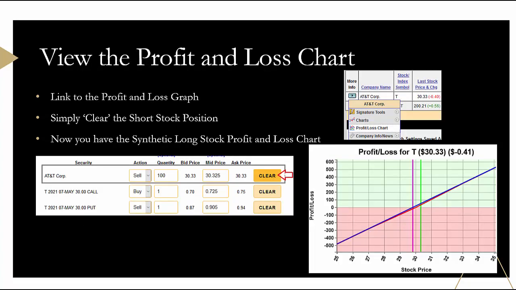Once you've created your search and have your results, you can view the profit and loss chart of your synthetic long stock position. Link to the profit and loss chart through the More Information button, clear out the short stock position on the first line of the trade entry, and now you have the P&L for your synthetic long stock position that you identified using the search.